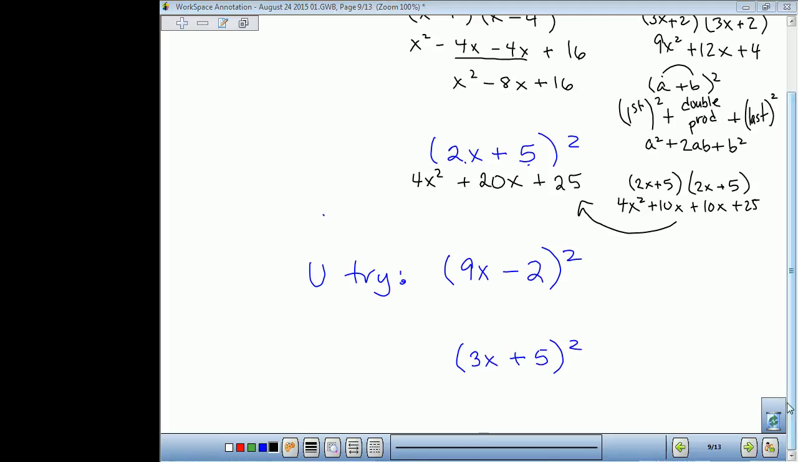It's awesome. All right, so you try these two by squaring the first, doubling the product, and squaring the last. And if you get excited after you get it right, go, hey. Was this double the product? So minus 2 and then double that. Okay, the product of 9x times negative 2 is negative 18x.